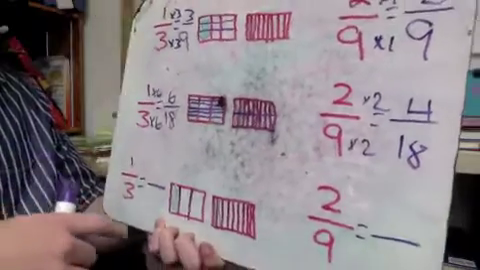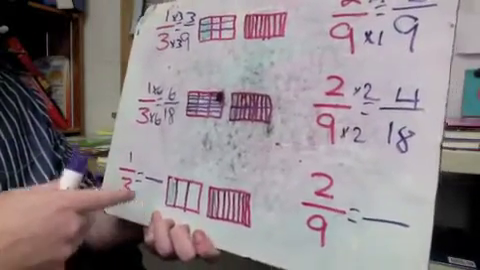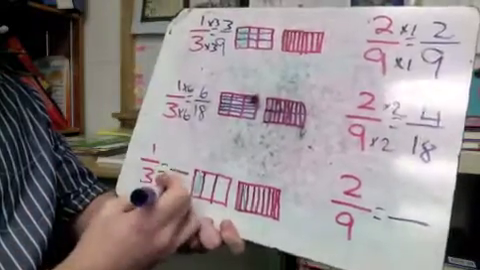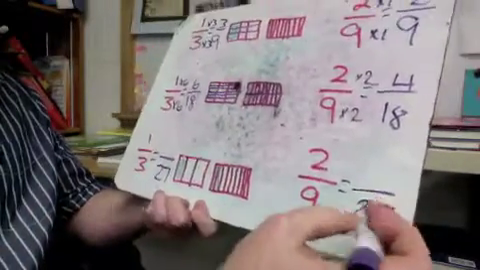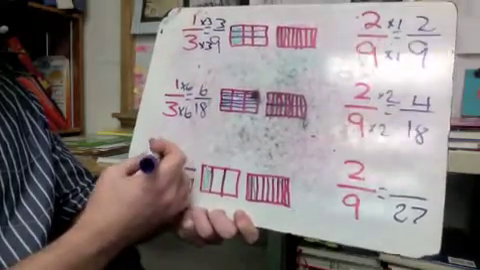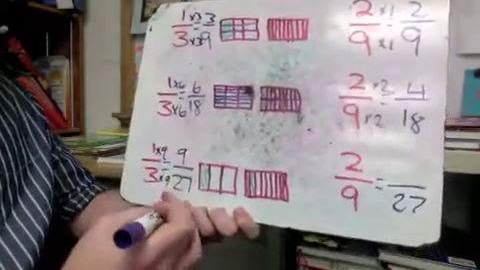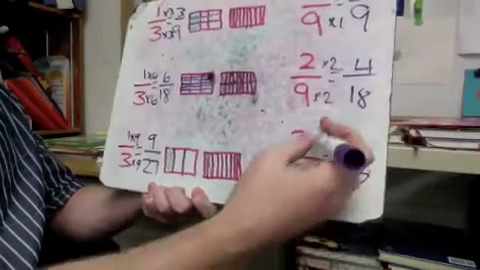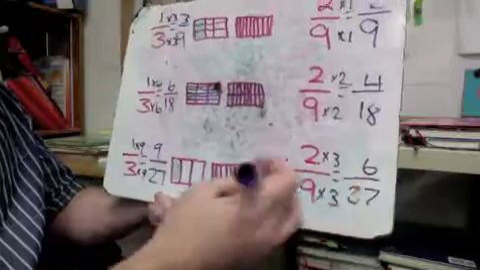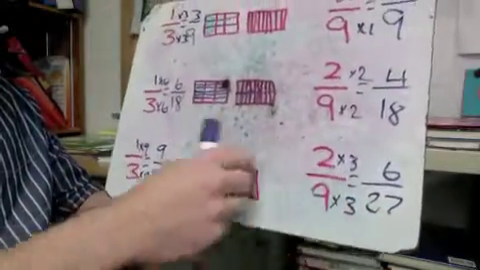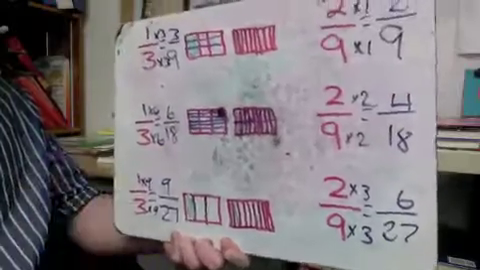The last one I'm going to show you, it's going to be way too small to put this picture in here. But I'm going to do 27. 3 times 9 is 27. So 1 times 9 is going to be 9. Over here, 9 times 3 is 27. 2 times 3 is going to be 6. So we got our same bottom numbers and we kept it an equal fraction. That's our goal here.